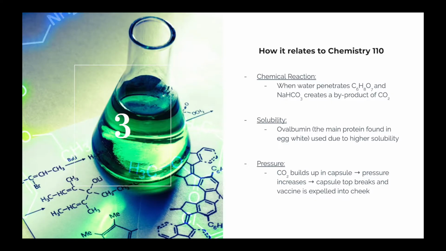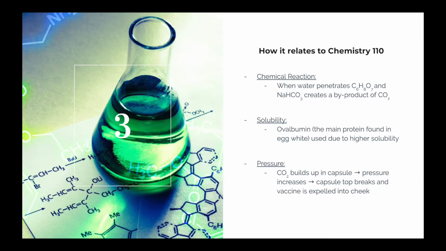So how does this relate to Chem 110? Well, the chemical reaction that occurs in the MucoJet vaccine is citric acid and sodium bicarbonate combining to create a product of carbon dioxide. Solubility also comes into play in this vaccine, as it contains ovalbumin, the main protein found in egg whites, which is used in most vaccines. It is used to make this product more soluble.